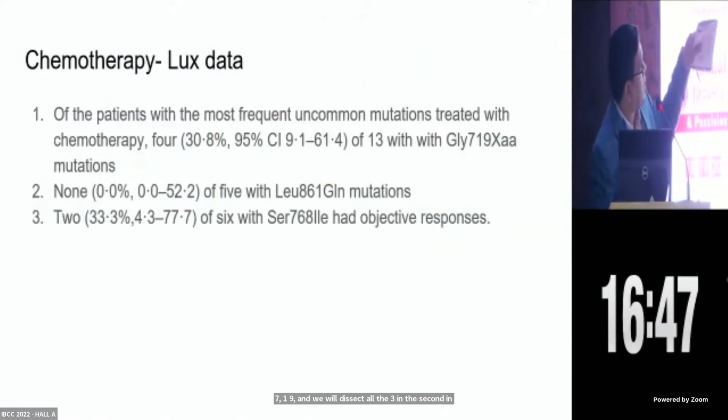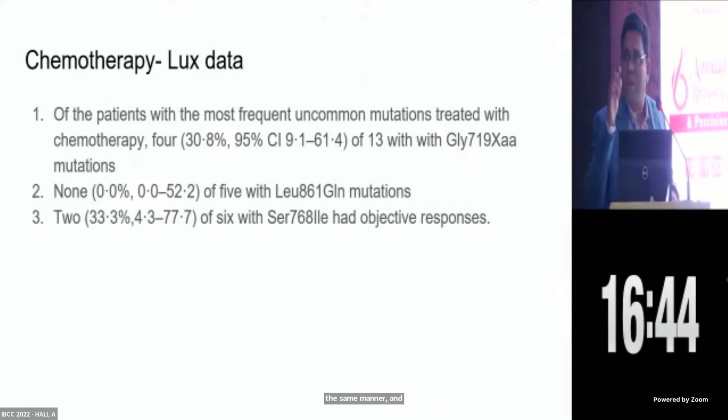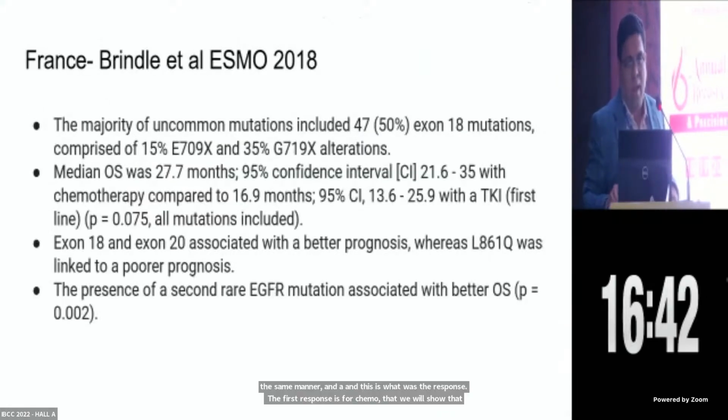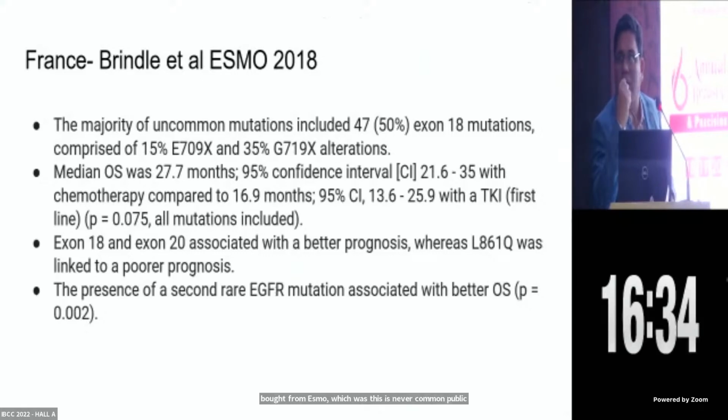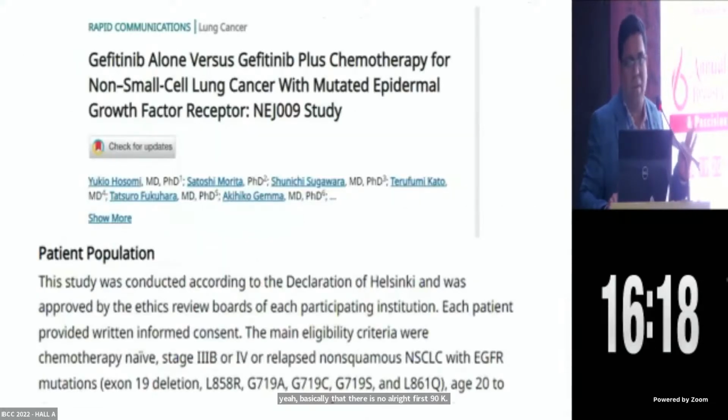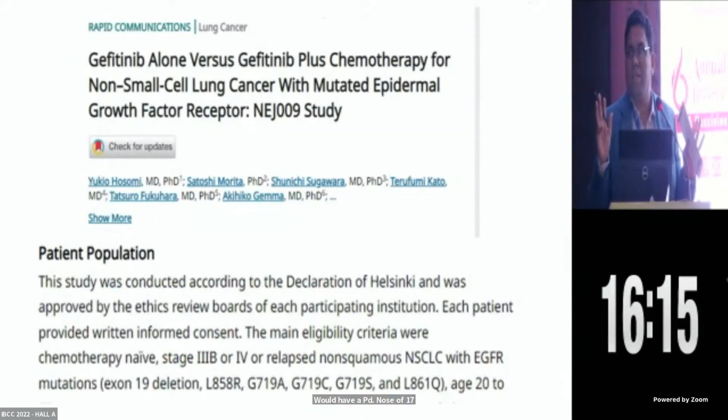The first response is for chemotherapy, which shows a response rate of around 30%. This is another data set which I got from ESMO, which has never come into the public domain as a publication, but it correlates with the data presented in the Lancet, where patients who received chemotherapy have a median OS of 27 months versus first-line TKI, which has a median OS of 17 months. So the data is showing that maybe in G719X, chemotherapy addition might be beneficial.